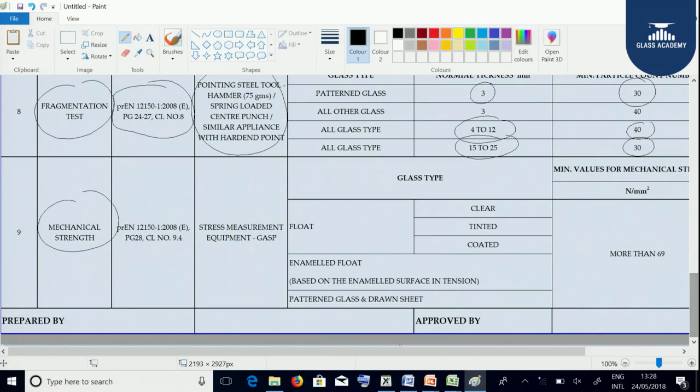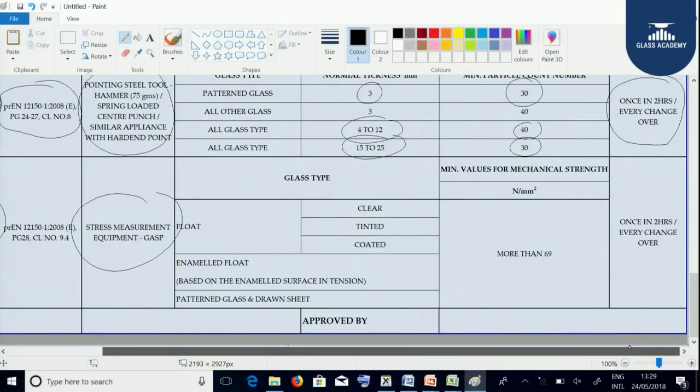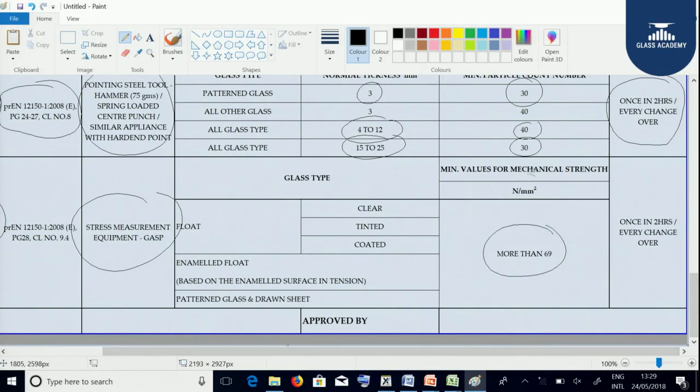So far we have seen a destructive method of testing, that is the fragmentation. Now let us see the non-destructive method of testing, that is the mechanical strength, with the help of GASP. The minimum value for mechanical strength for a toughened glass is more than 69 Newton per square millimeter or MPa, and the frequency of testing shall be every 2 hours or whenever there is a changeover.